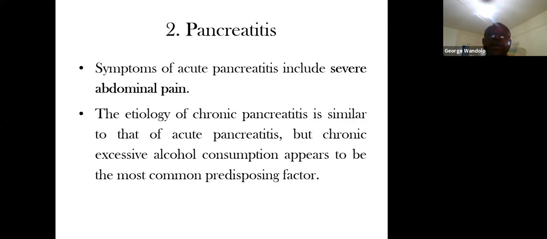Now, how does acute pancreatitis present? Acute pancreatitis has no specific presentation. Any severe acute abdomen, we must rule out pancreatitis. The etiology of chronic pancreatitis is similar to that of acute pancreatitis, but chronic excessive alcohol consumption appears to be the most common predisposing factor to chronic pancreatitis. Okay? So pancreatitis does not have any specific or cardinal clinical presentation. It presents with severe abdominal pain, just like all the other abdominal viscera. So anytime you have an acute abdominal pain, pancreatitis must be considered.